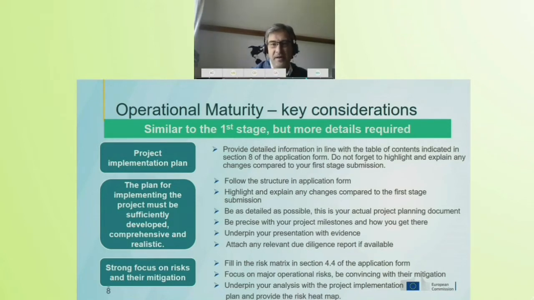And again, underpin your claims with evidence. If you have a due diligence report, again, attach it to your application. And also in terms of operational maturity, the project implementation planning, the project implementation steps, be very precise on the key risks related to the implementation of your project, whether this relates to permits, or any other elements that may delay or endanger your implementation, and provide very clear and consistent mitigation measures in your project implementation plan, which need to be reflected in the risk matrix in the application form in section 4.4. Next slide.